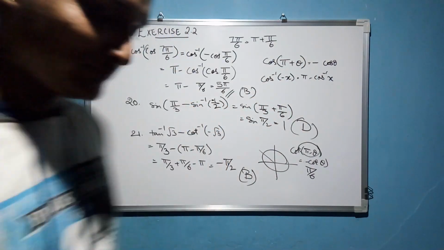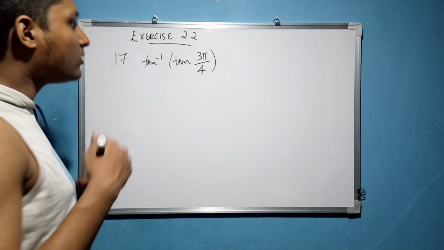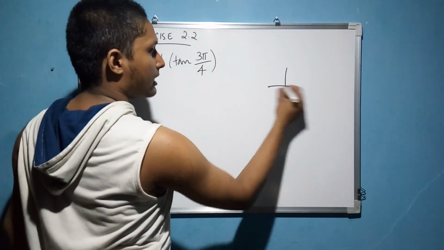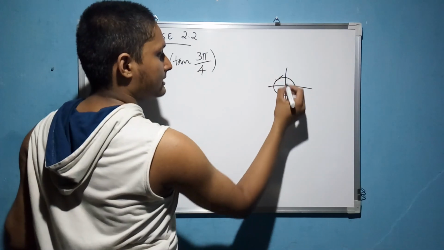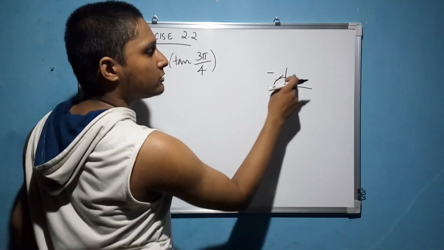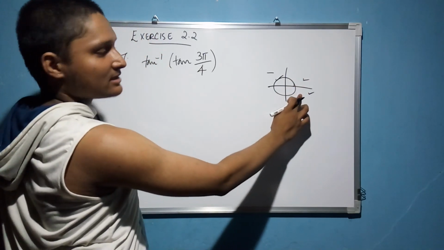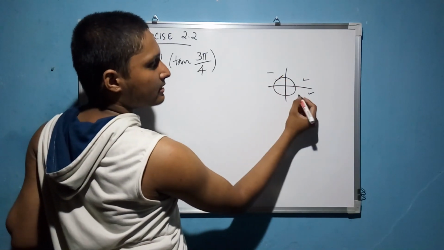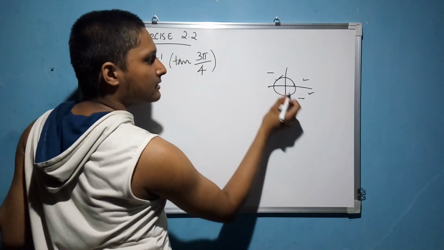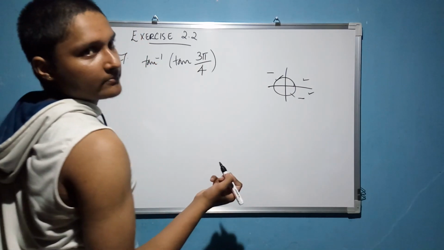Okay, you have the 17th question, that is tan inverse of tan 3 pi by 4. How are you going to do it? You have it in the second quadrant. In the second quadrant tan is negative, so we need to search out of the first and the fourth quadrants, which are the principal branch. The fourth quadrant is also negative. Therefore, you need to get an angle that is present in this fourth quadrant.